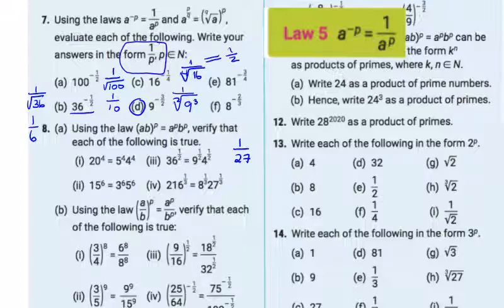81 to the power minus 3/4. So 1 over, follow your square root rule, the square root of 81 inside. The 4 here, the fourth root of 81 is 3. And rather than cubing 81, we can put the cube on the outside. So we have 1 over 3 to the power 3, which is 1 over 27 as well.